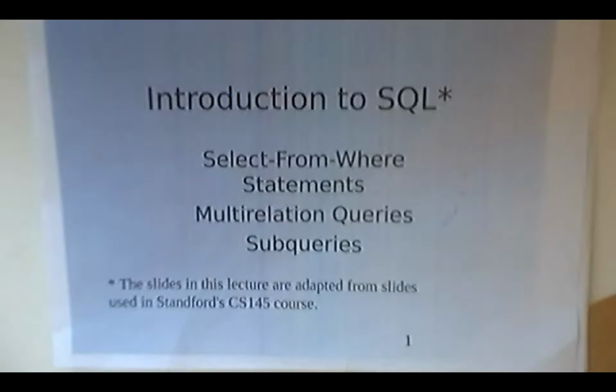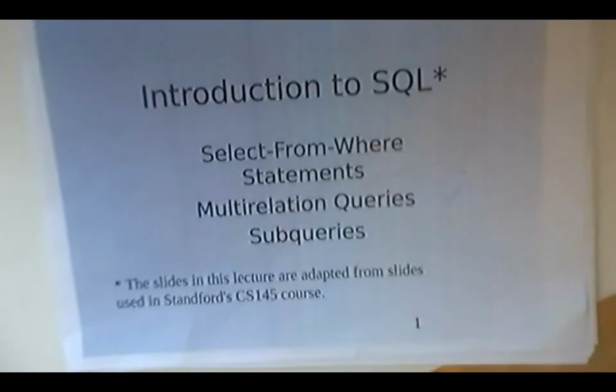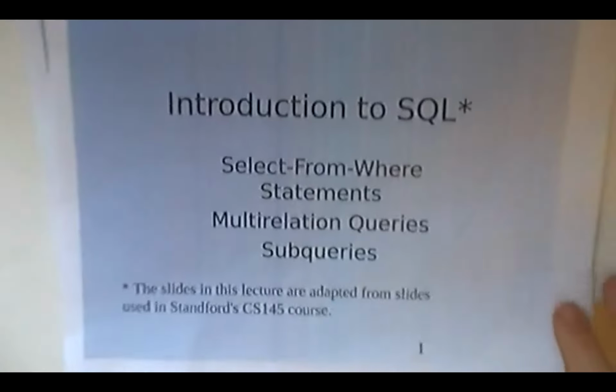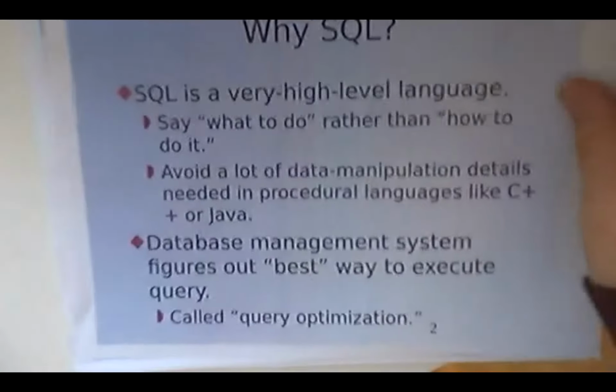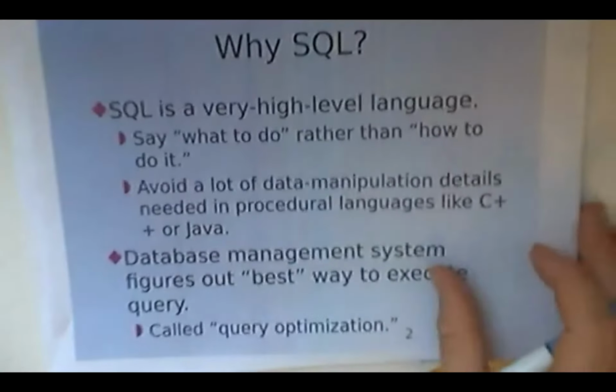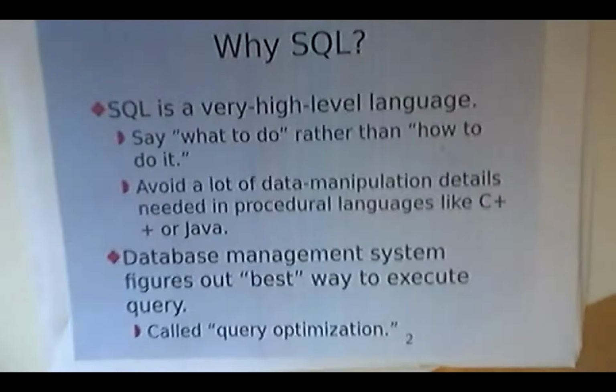And then there's a lot more other stuff that's added in. So we're going to just introduce you to SQL today. We're basically going to have these select-from-where statements and multi-relation queries. I guess some of you have already done SQL stuff. So, okay, why SQL? SQL is a very high level language that allows you to make declarative statements like tuple calculus, which basically tells you what you want. You specify what you want rather than how to obtain it.